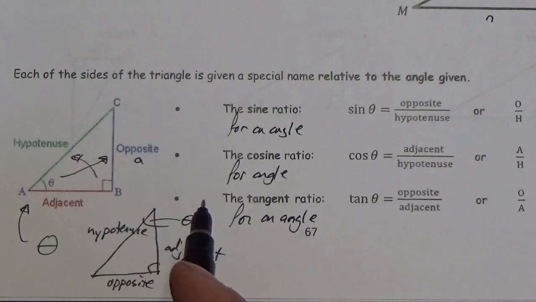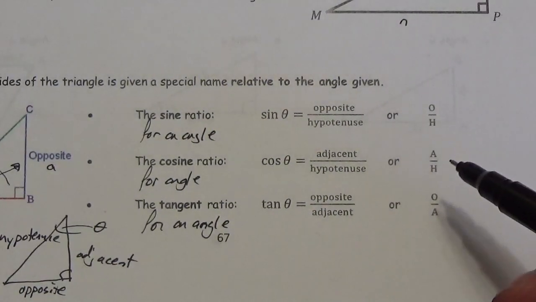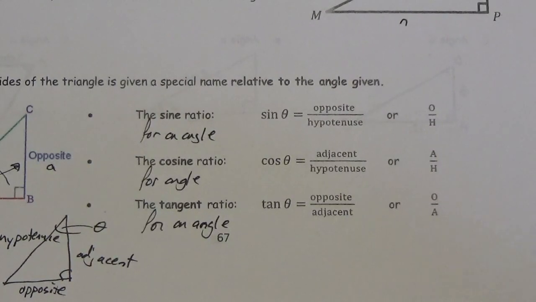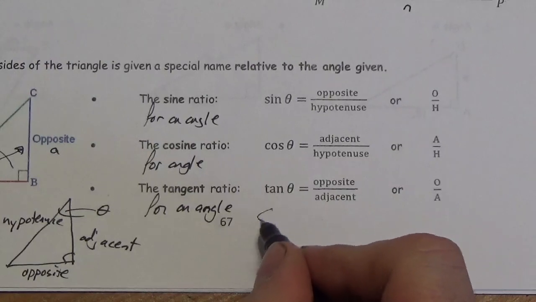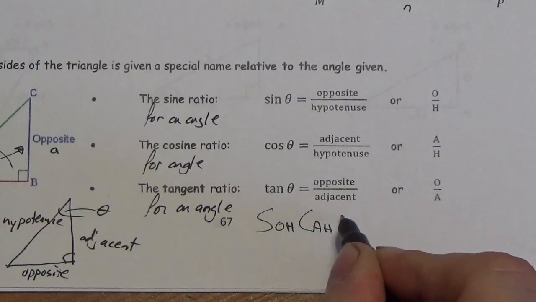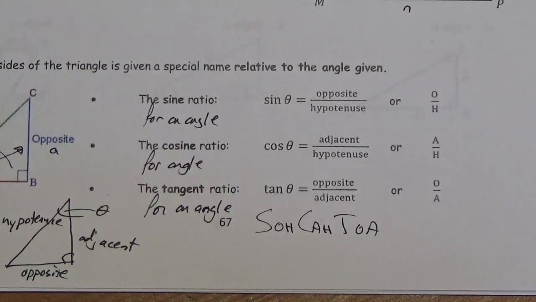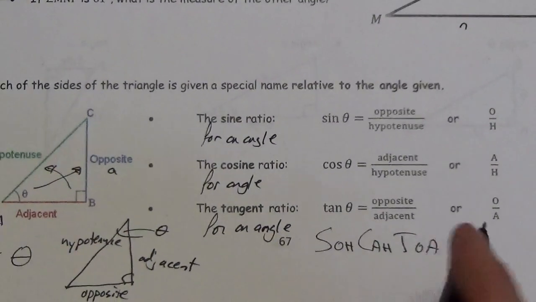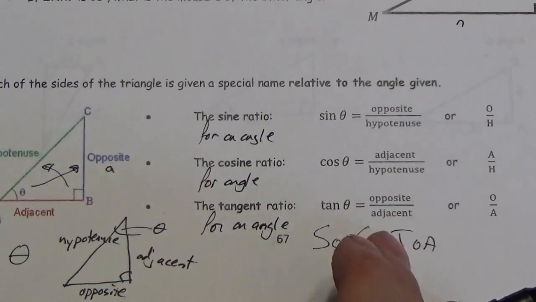And so what you'll see here is people shorten it down to OH, AH, OA for sine, cos, and tan. And then one way to memorize this is SOH, CAH, TOA, SOHCAHTOA. Just to help you memorize those, because you're likely going to need to have those relationships memorized.